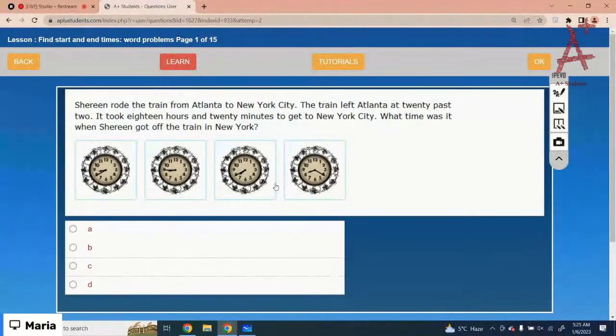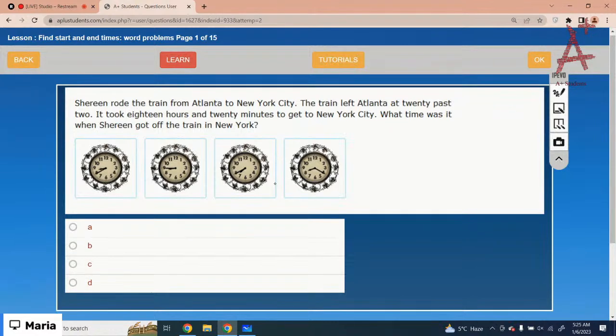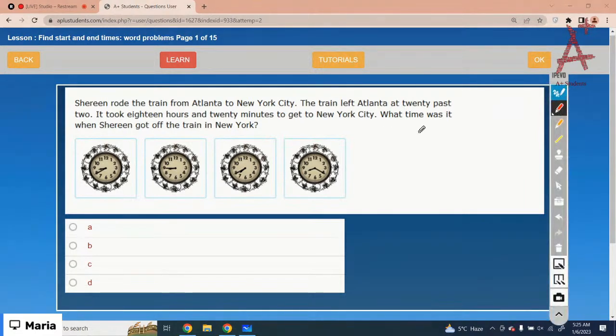Okay, the first one is Shirin rode the train from Atlanta to New York City. The train left Atlanta at 20 past 2. Got it? So it is 2:20. That is the start time. It took 18 hours and 25 minutes to get to New York City.